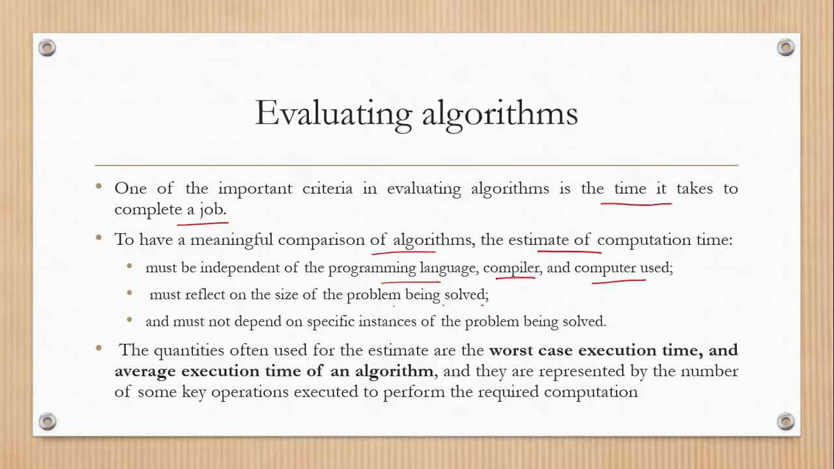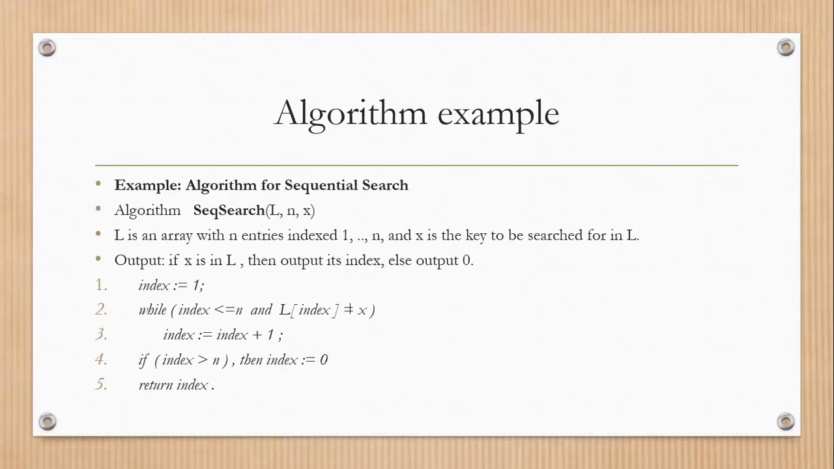The quantities which we often use for the estimation are the worst case execution time and the average execution time of the algorithm. Sometimes we also talk about the best case of the algorithm. And these are all represented by the number of key operations executed to perform the required computation. Let us take one example of an algorithm. This is the algorithm for sequential search.